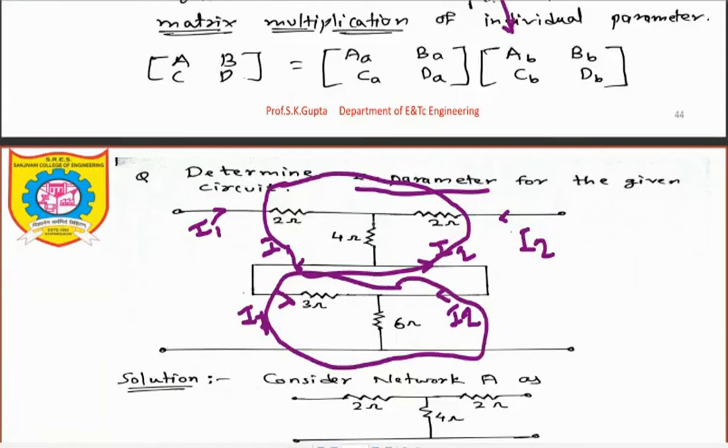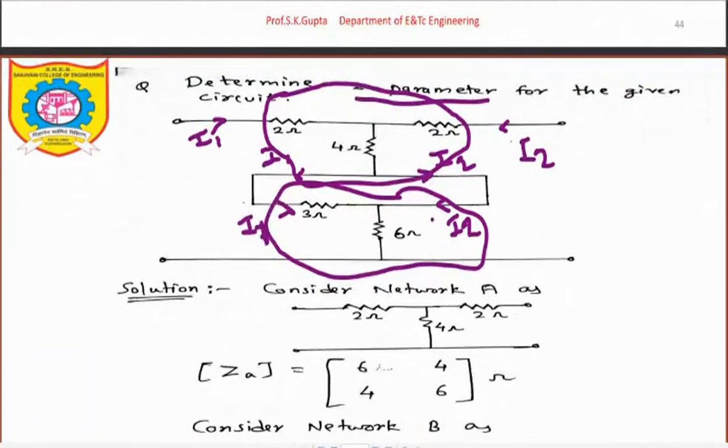So these 2 ohm, 4 ohm and 2 ohm are connected in which configuration? These are connected in a T type of configuration. T type of network is there, 2, 4, 2. So for a T network, what are the Z parameters? Without applying KVL, we can tell the Z parameters.